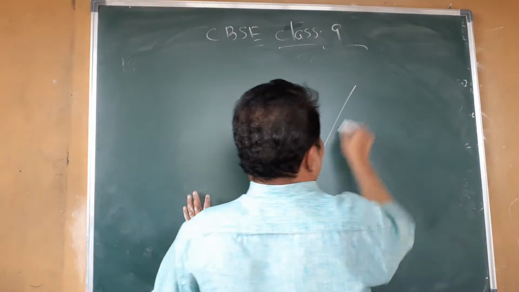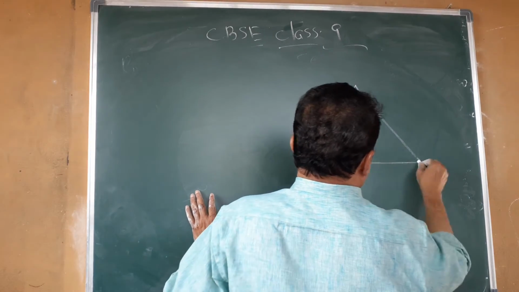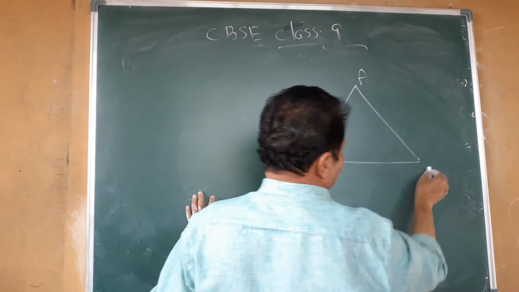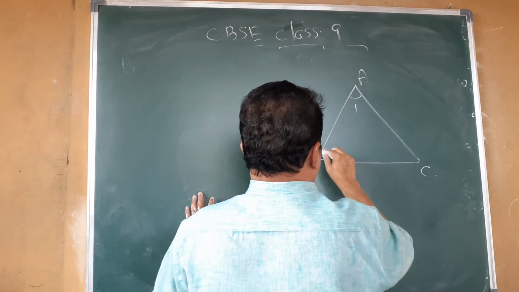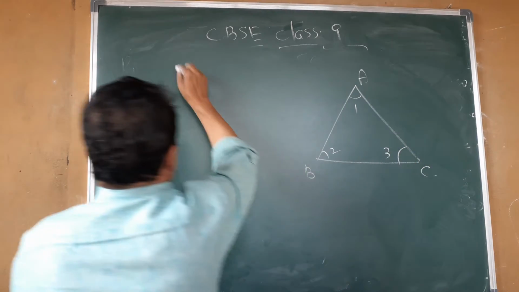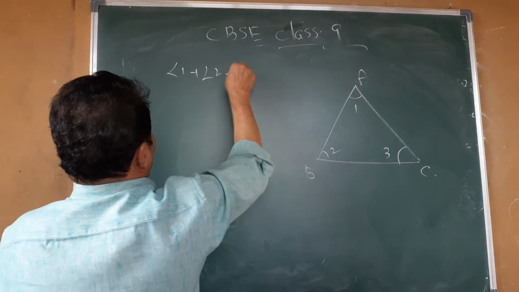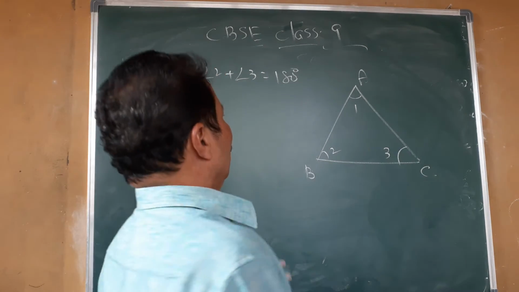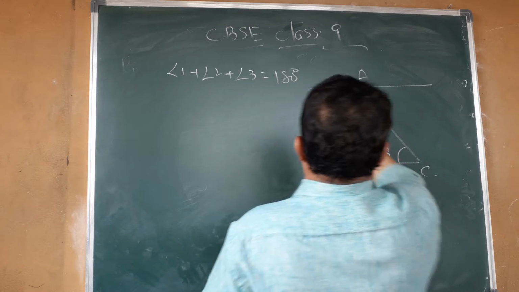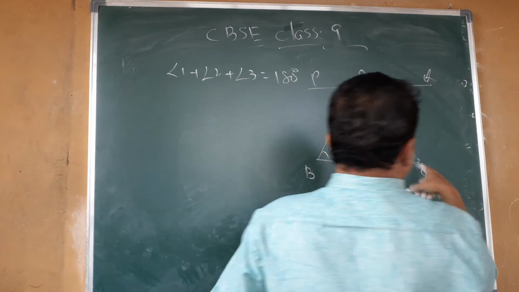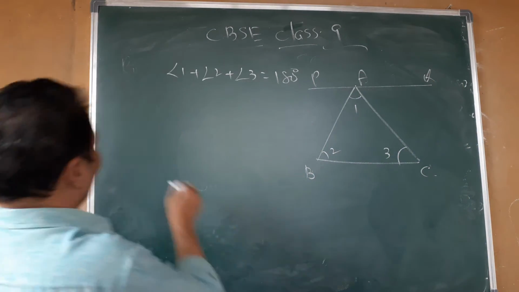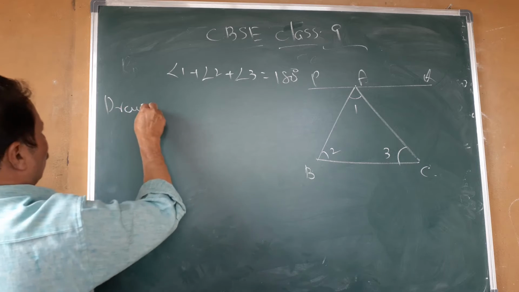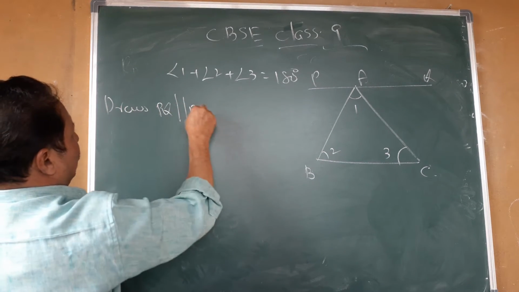Look here. Now this is a triangle, and here it is marked A, B and C. Let us say the angles are 1, 2 and 3. We want to prove angle 1 plus angle 2 plus angle 3 equals 180 degrees. That is the angle sum property. Let us draw a line PQ which is parallel to BC. Draw a line PQ parallel to BC.